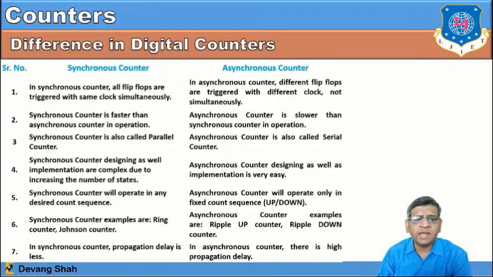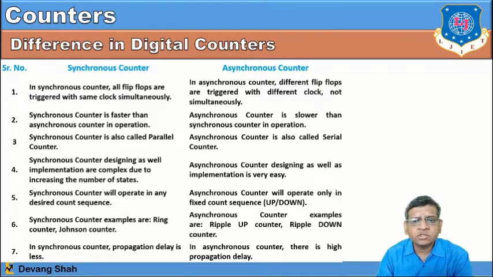So we have a basic difference between the synchronous counter and the asynchronous counter. In a synchronous counter, all the flip-flops are triggered with the same clock simultaneously, while in an asynchronous counter, the different flip-flops are triggered with different clocks, not simultaneously, right? And the synchronous counter is faster than the asynchronous counter in operation.